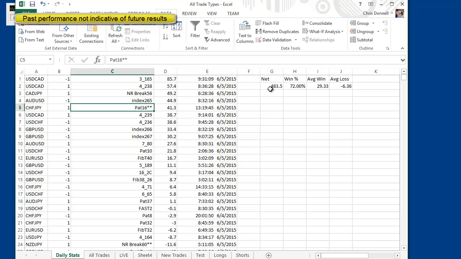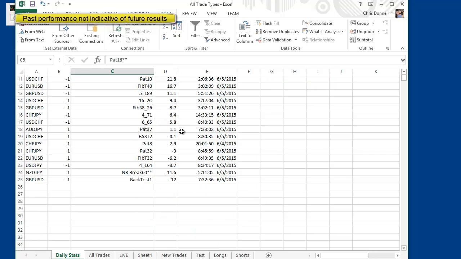So anyway, this is Friday. 483 pips, 72% winning, 29 pips average win, 6 pips average loss. This is an exceptional day. And keep in mind that I probably fixed 5 or 10 patterns that were losers, so that would have made probably 80 or 90 pips less. And I also added 5 or 10 new patterns. They're not 10, but probably 4 to 6 new patterns.